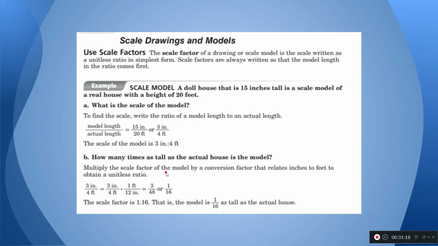Multiply the scale factor of the model by a conversion factor that relates inches to feet to obtain a unitless ratio. 3 inches over 4 feet equals 3 inches over 4 feet times 1 foot over 12 inches, which equals 3 over 48, or 1 over 16. The scale factor is 1 to 16. That is, the model is 1/16 as tall as the actual house is.